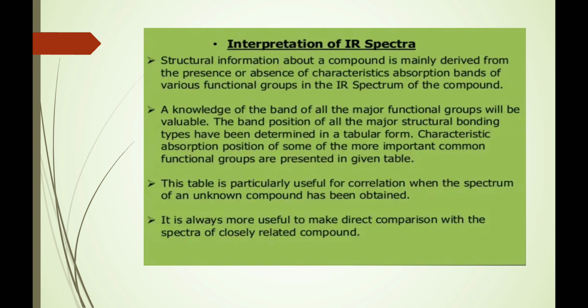Interpretation of IR spectra. Structural information about the compound is mainly derived from the presence or absence of characteristic absorption bands of various functional groups in the IR spectrum of the compound. A knowledge of the bands of all the major functional groups will be valuable. The band positions of all the major structure bonding types have been determined in tabular form. Characteristic absorption positions of some more important common functional groups are presented in the given table. This table is particularly useful for correlation when the spectrum of an unknown compound has been obtained. It is always more useful to make a direct comparison with the spectrum of a closely related compound.